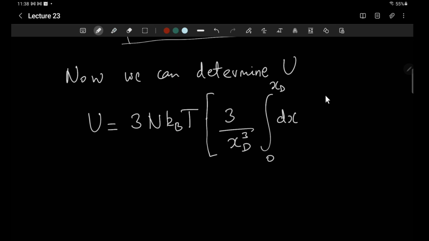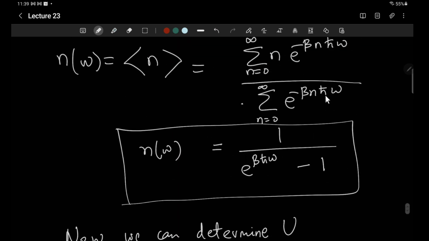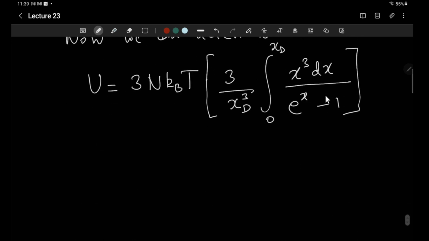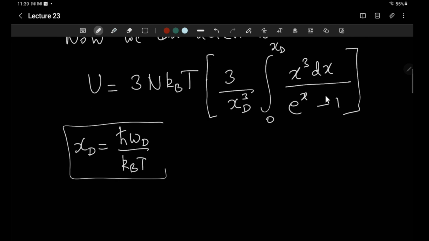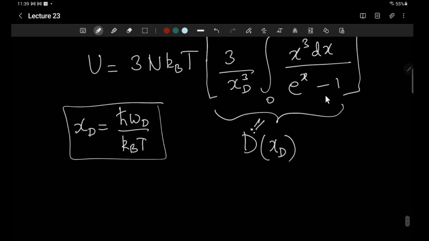There's some change of integral variables which you need to do. And that's very easy to see what that is. So you come here, we're just calling this quantity x. So x_D is just h-bar omega over k_B T. In problem set 7, I defined this function for you, and we call this function D of x. This is the definition. It's called the Debye function.